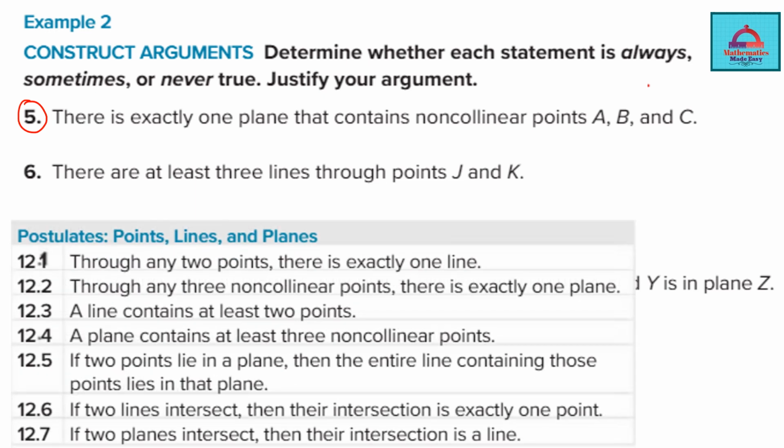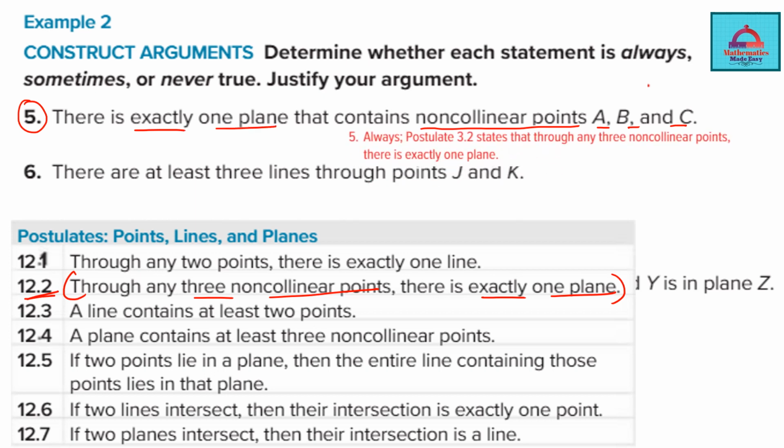If you read carefully, postulate 12.2: through any three non-collinear points, there is exactly one plane. I will just highlight it for you. Non-collinear means they are not lying on the same line. And in this question, you are given non-collinear points A, B, and C. So these are 3 points which are non-collinear. Then there is exactly one plane. This postulate guarantees that. So this is always going to be true. The reason is this postulate which says through any three non-collinear points there is exactly one plane.